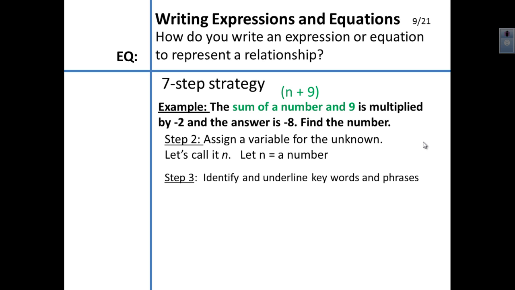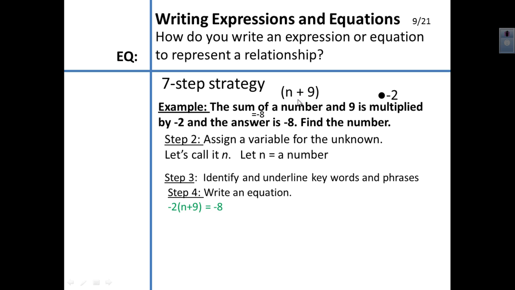Next, I read is multiplied by -2, meaning I'm going to take the sum and I'm going to multiply it by -2. The next key phrase is the answer is -8. This means when I multiply, I will get -8. So what we're going to do is put all the pieces of our equation together, and that will take us to step 4, writing an equation. Our equation is -2 times the quantity of n plus 9 equals -8.